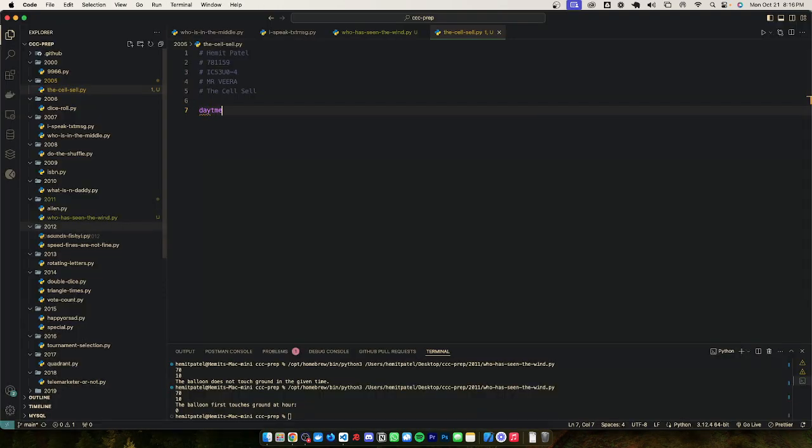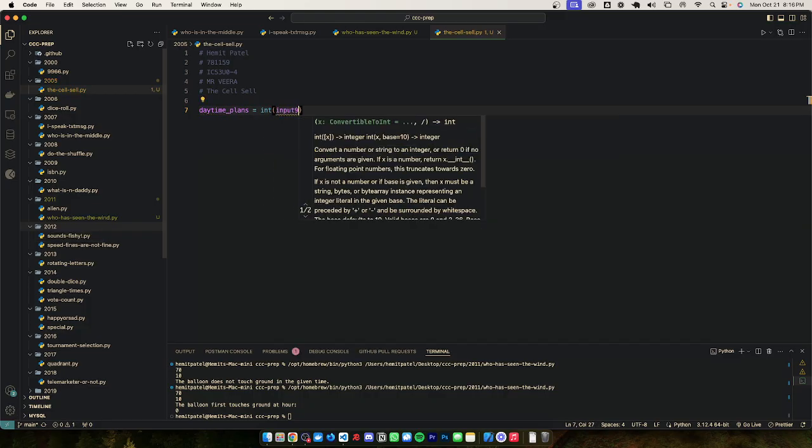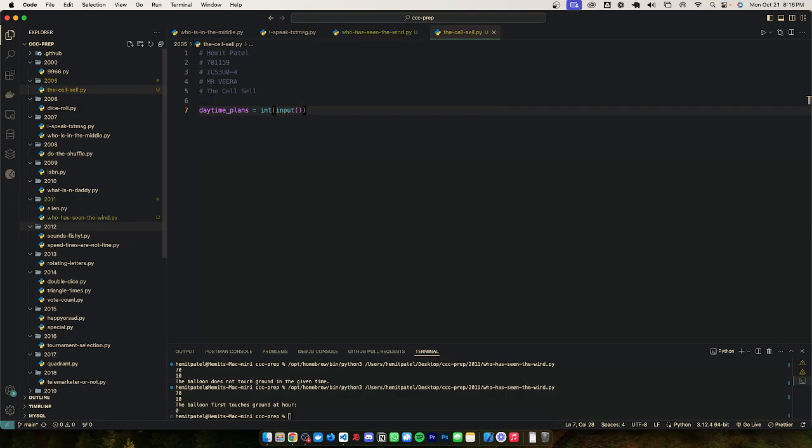So daytime minutes, and we add nothing, no prompt. Night, or say nighttime, fine. Night underscore, not plans, but minutes. So I'm gonna say night underscore mins, and that's also gonna be input. Then you have weekend minutes, and that's also going to be an input.